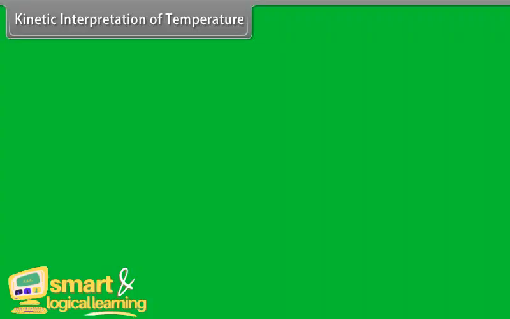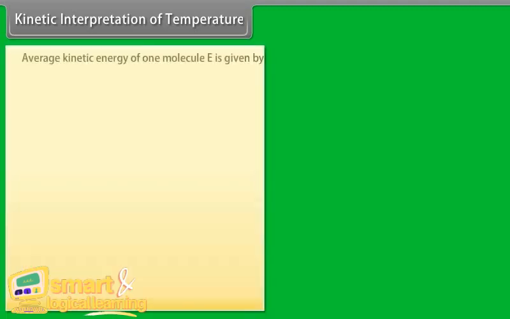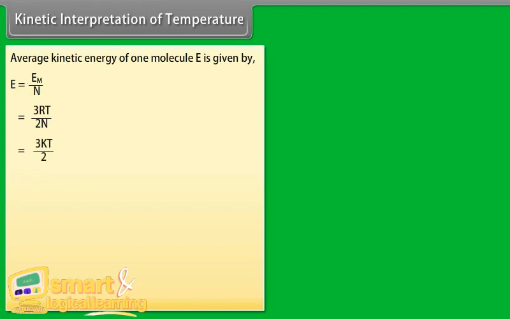Kinetic interpretation of temperature. Average kinetic energy of one molecule E is given by E is equal to E total upon N is equal to 3RT upon 2N is equal to 3kT by 2, where k is Boltzmann's constant.